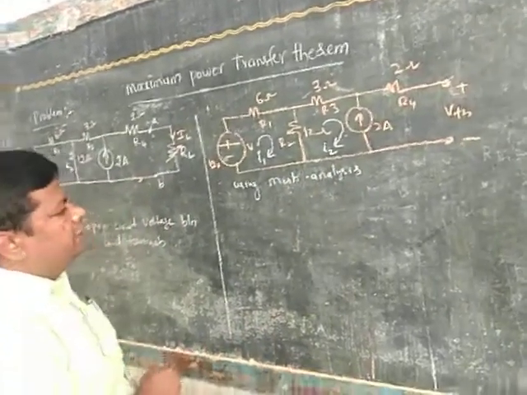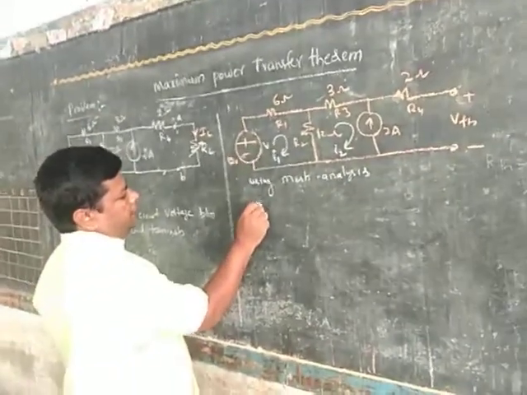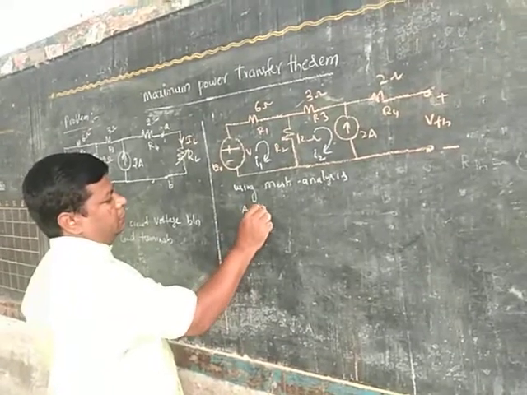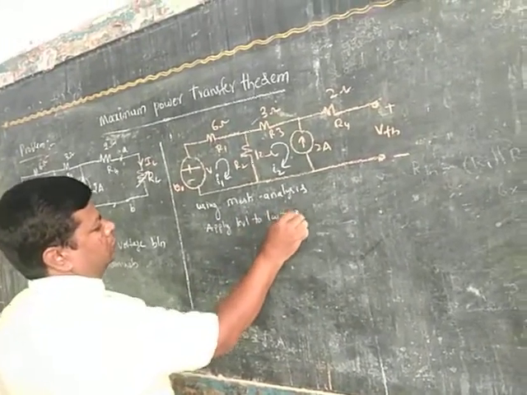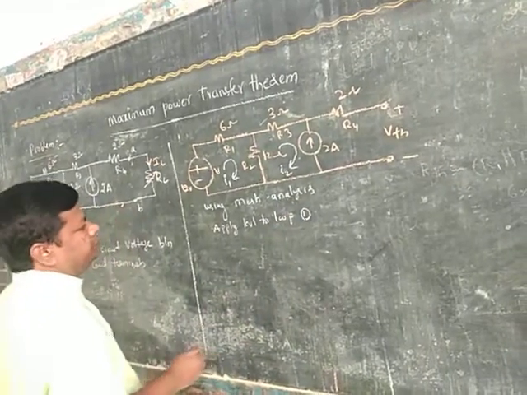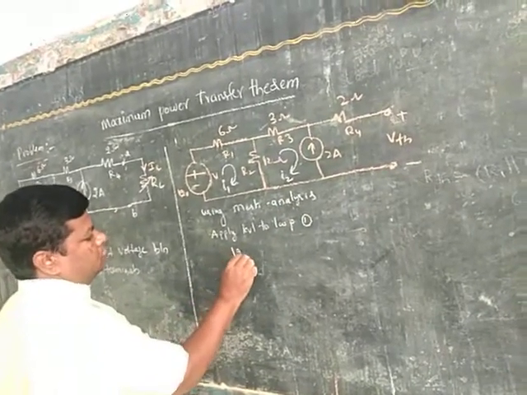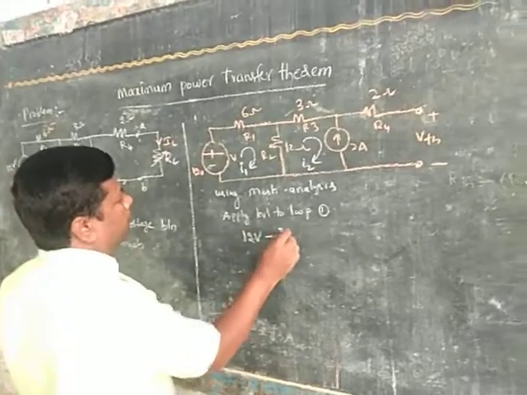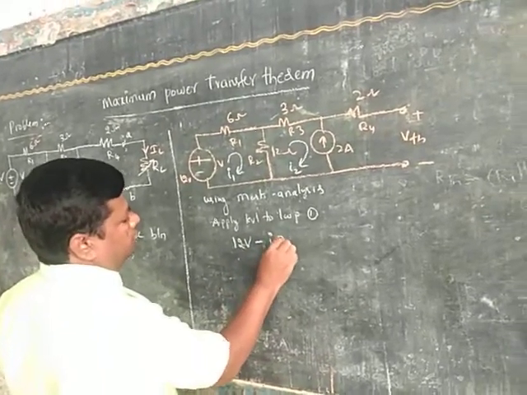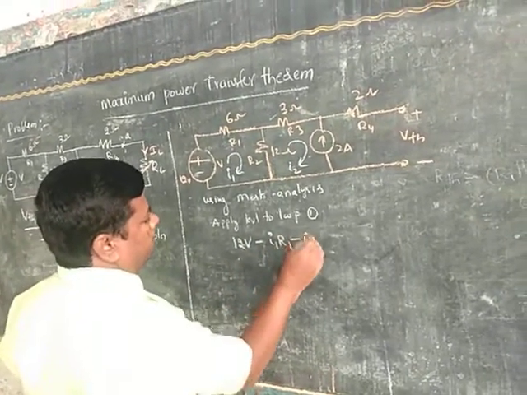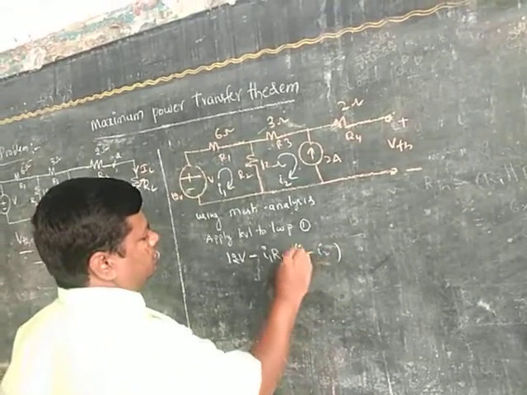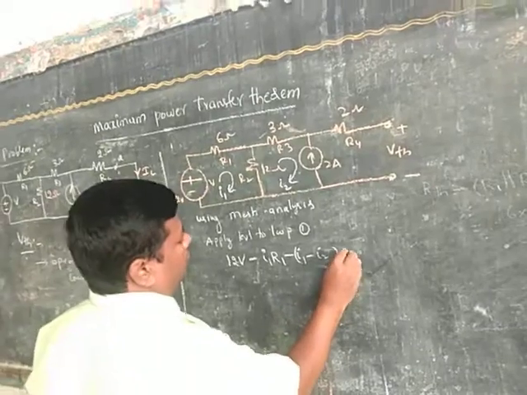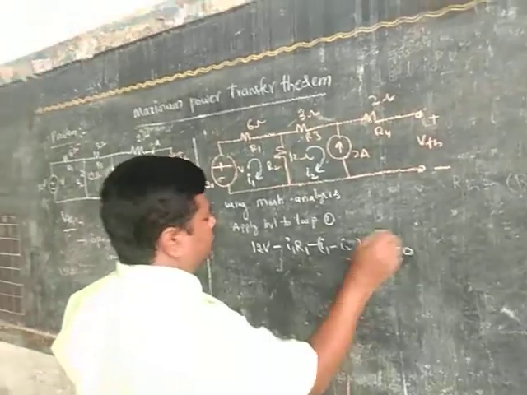Using mesh analysis, apply KVL to loop 1. 12 volt minus I1 into R1 minus (I1 minus I2) into R2 is equal to 0.